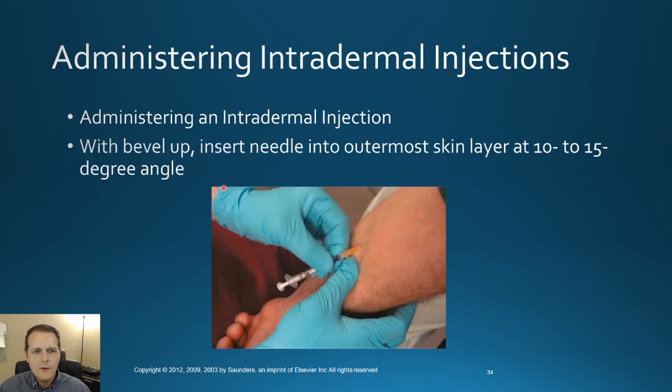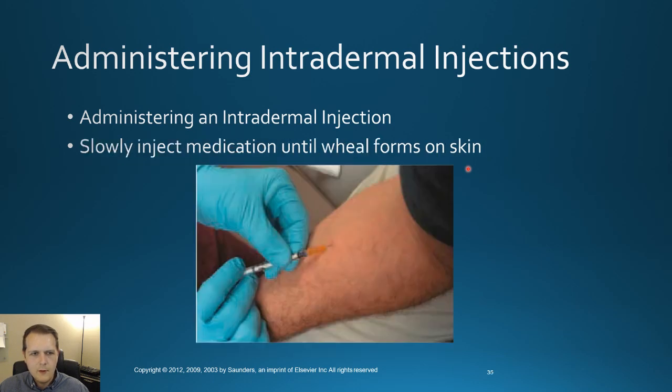And then with the bevel facing up, you can go ahead and place the medication, again, around a 15 degree angle of attack or so, and insert that into the outermost skin layer to make sure you're not going much deeper than that, because then you have now a subcutaneous injection. So you want to stay pretty shallow for the most part.